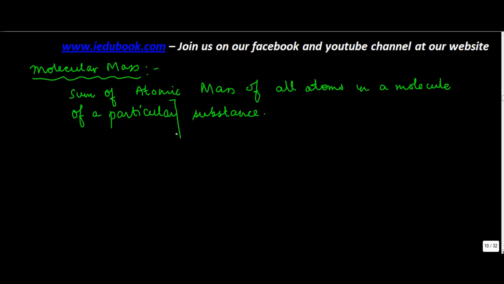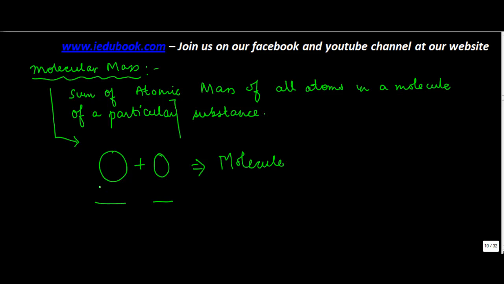Now we saw earlier that a molecule is what? A molecule is nothing but a combination of two or more atoms. So when two or more atoms combine under a chemical formula, they form a molecule. Molecular mass is basically nothing but a sum of atomic mass of all these atoms. So let's say if the weight of the first atom, let's call this A1, let's call this A2, the molecular mass basically will be the sum of the mass of this and the mass of this.